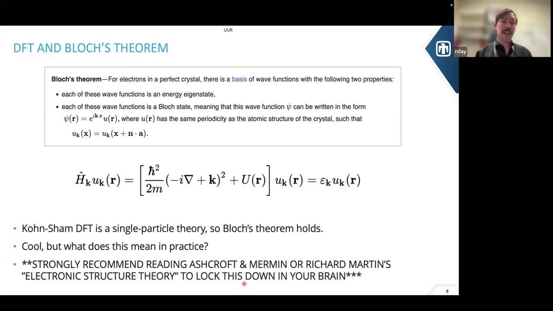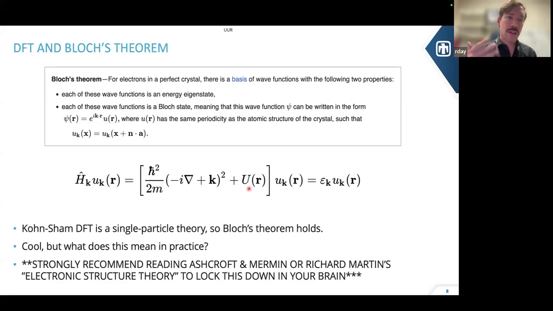Provided those caveats, Bloch's theorem basically says that for electrons in a perfect crystal, there's a basis of wave functions with the following two properties. One, of course, they are energy eigenstates. That's the entire point of solving Schrodinger's equation. But in a perfect crystal, one of the defining features is that it has a space group associated with it. Whenever you translate by one unit cell, you don't change the crystal by definition. And if I do point group operations in the space group of the crystal, it leaves the crystal and this potential rigorously invariant.